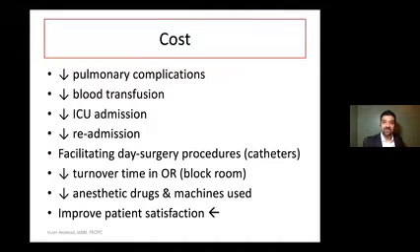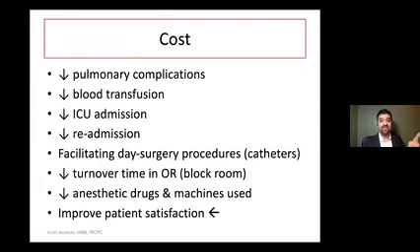What about cost? Institutions care about cost. So when we talk about reduced pain, better patient satisfaction, reduced pulmonary complications, reduced blood transfusion, reduced ICU admissions, reduced readmissions, facilitating day surgery. So some patients can go home. At some centers we are not at that level yet, but if they can go home with a catheter and an automatic pump, they don't have to be admitted. A decreased turnover time in the OR means you have more cases to be done.